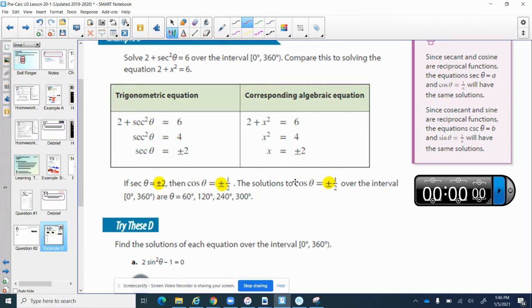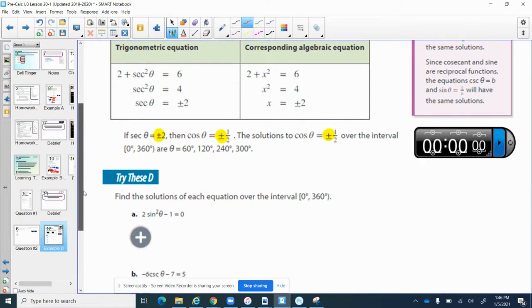So that'll make it easier for us to find. Now, also notice the interval is from 0 to 360 versus 0 to 2 pi. That means we want our answers this time in degrees, because the interval is given in degrees. Okay, and so that's why there are 4 locations that this is happening at between 0 and 360. Thus, we have 4 answers.